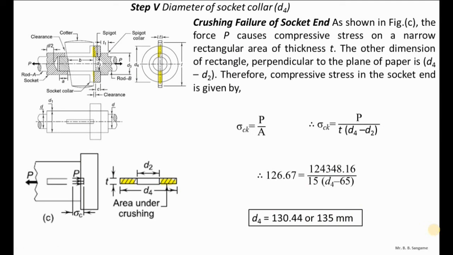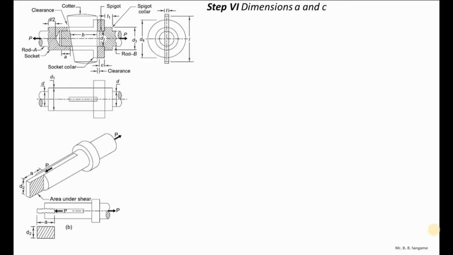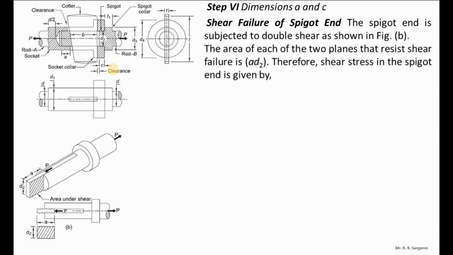Okay, next, let us calculate the dimensions A and C. A is the end portion of the spigot, and C is the thickness of the collar of the socket. So here we can calculate the thickness of spigot and socket. First of all, let us consider the shear failure of the spigot end. So this is the spigot end.